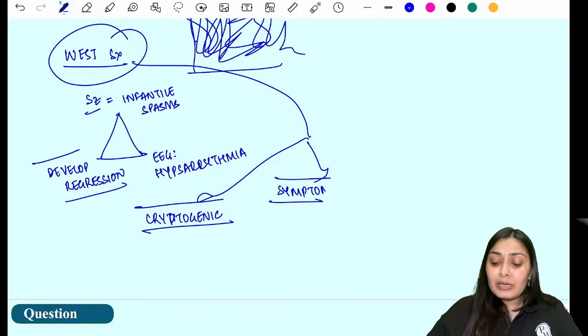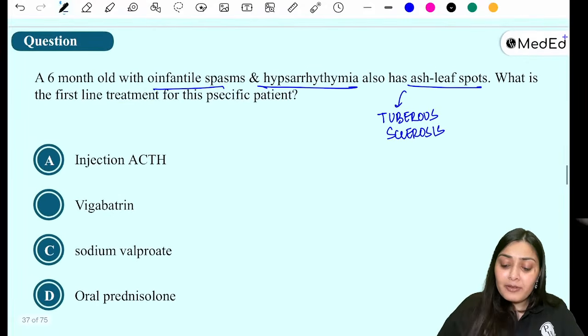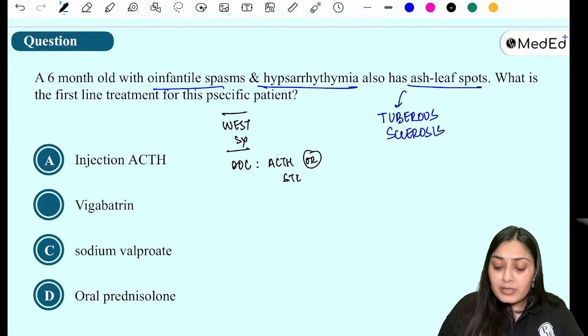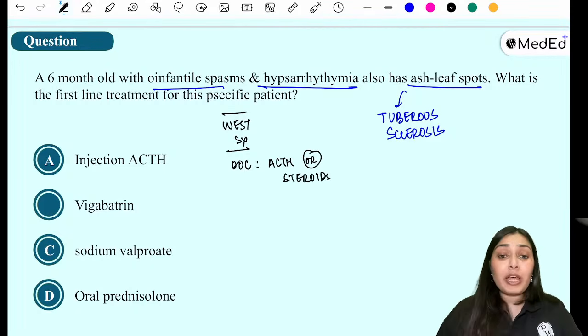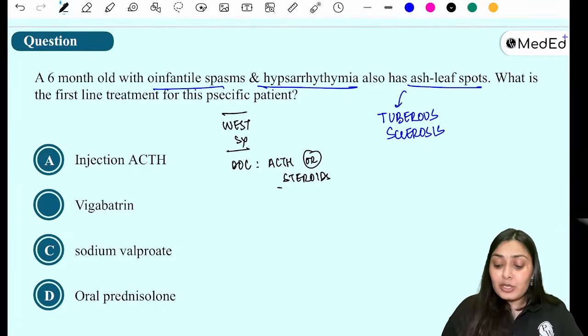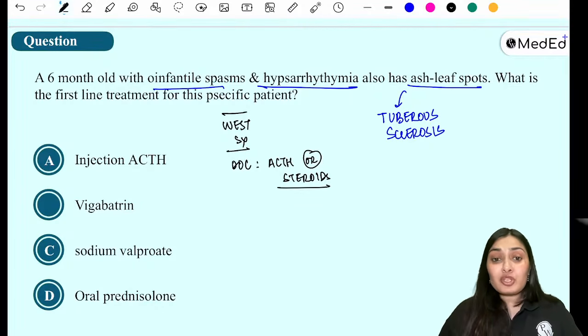So normally the drug of choice here in West syndrome is, if you look at Ghai, they have mentioned ACTH or steroids. ACTH or steroids. So that means both can be given. But because this is INICET exam and you have to follow the practice that they are practicing at AIIMS, they have preferred steroids. So remember, if the option has both ACTH and steroids, go for steroids.